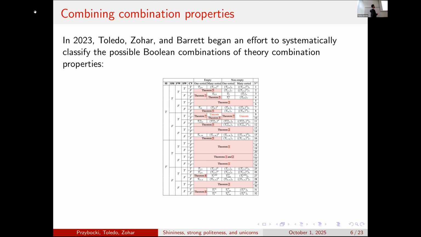This has yielded several theoretically interesting results and a better understanding of the properties. It's also useful to people doing theory combination because sometimes it's easier to prove some properties rather than others. So you can sometimes prove some properties and then consult this table and say, okay, this tells me that automatically it has to satisfy another property that's useful in theory combination. This paper is really a continuation of this line of work.